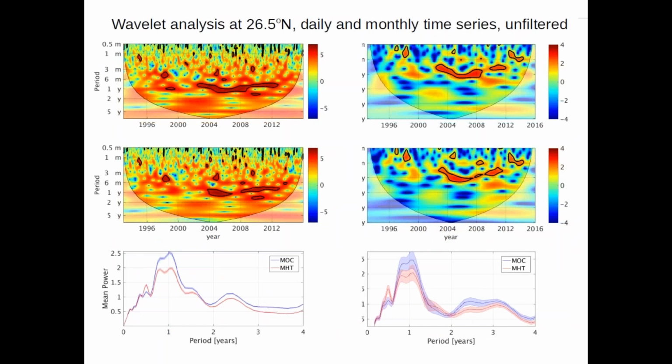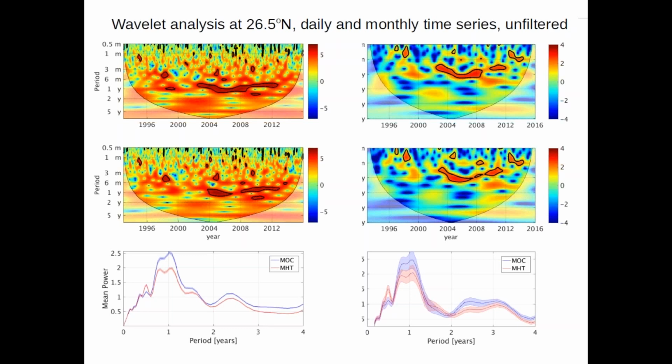The other thing I looked at is, do I get the annual cycle? On the left is from the daily, and on the right is from the monthly time series. Both show an annual cycle, but pretty much only starting in about 2002. Before that, there's not much of an annual cycle. And that's both in the volume transport and in the heat transport, the same thing. Then if you average it over the whole time series, you do get a significant annual cycle in both products, which is not surprising.